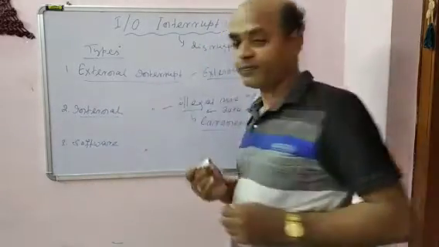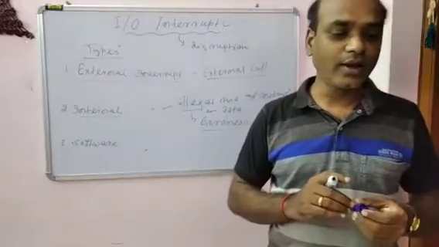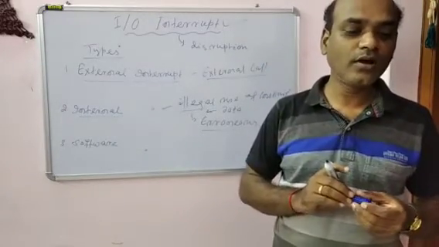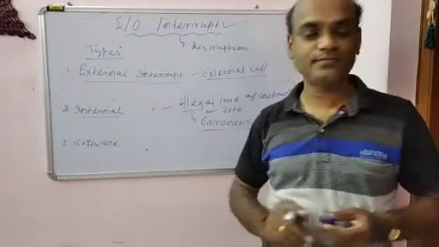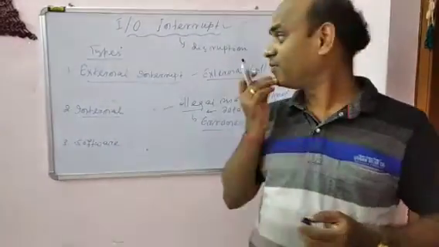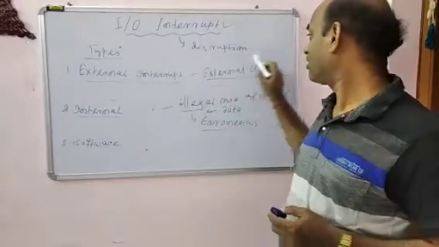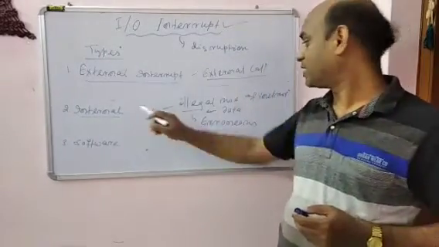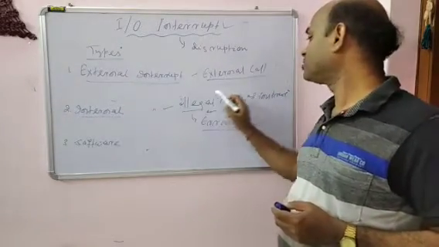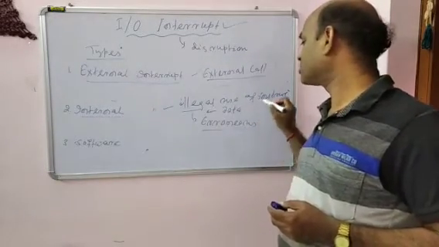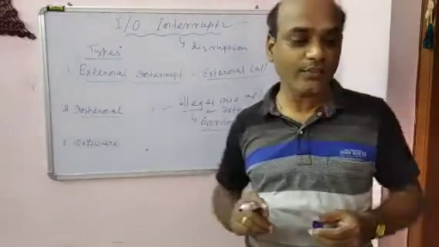Erroneous, or illegal use of instruction or data. That is the internal interruption. At the internal, first, external call arises due to external call; internal arises due to illegal operations, illegal use of instructions or data, or erroneous instructions or data. That is the internal interrupt.